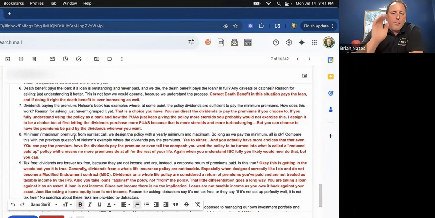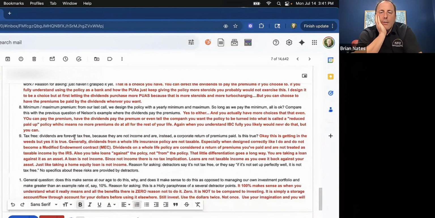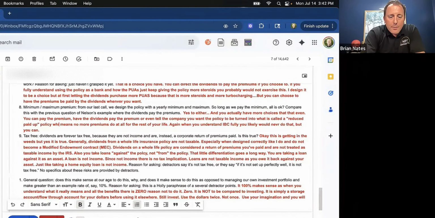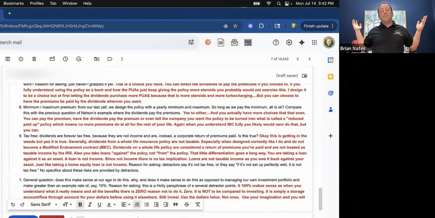So minimum slash maximum premium with a yearly. So long as you pay the minimum, all is okay. Compare this with the previous question of Nelson's example for the dividends. Yes, either way. You have more choices than that. You can pay the premium. You can pay the minimum premium. You can pay the maximum premium. You can pay anything in between. You can have the dividends pay the premium. You can even tell the company that you want the policy to be turned into what is called a reduced paid up policy, which, what that really just means for you, it's pretty simple. No more premiums due at all for the rest of your life.